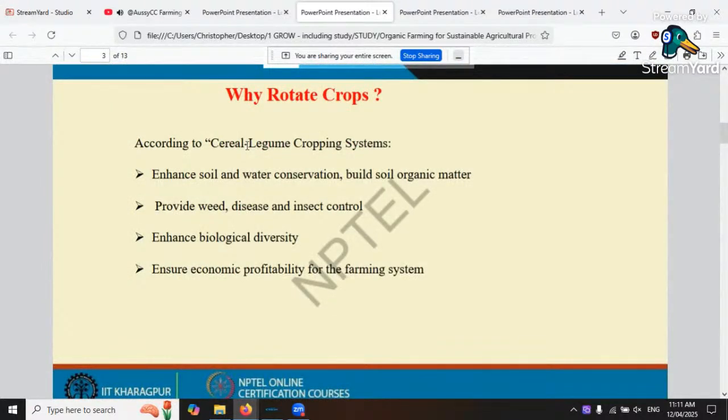Why rotate crops? Well, what does it say? Enhance soil and water conservation, build organic matter. Well, you kind of build organic matter anyway by growing crops and the residue going down. Provide weed and disease control. That's what it's for. Provide weed, disease, and insect control.